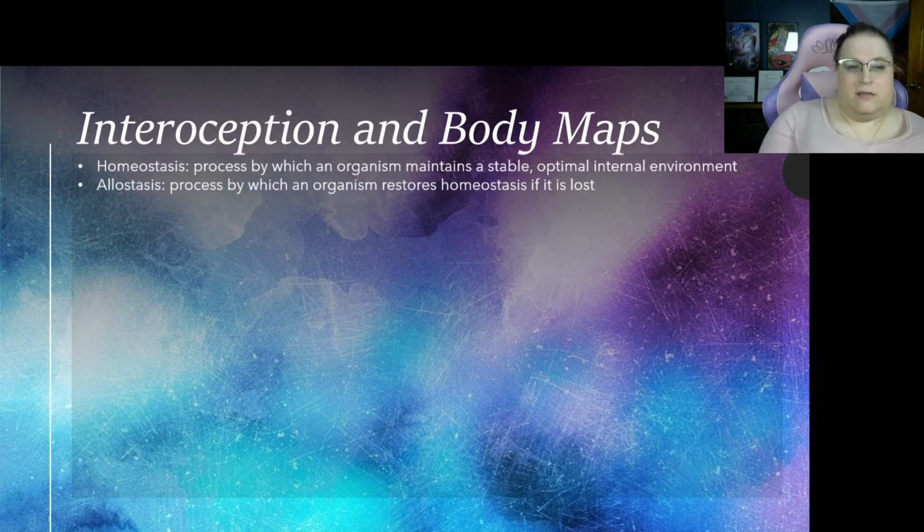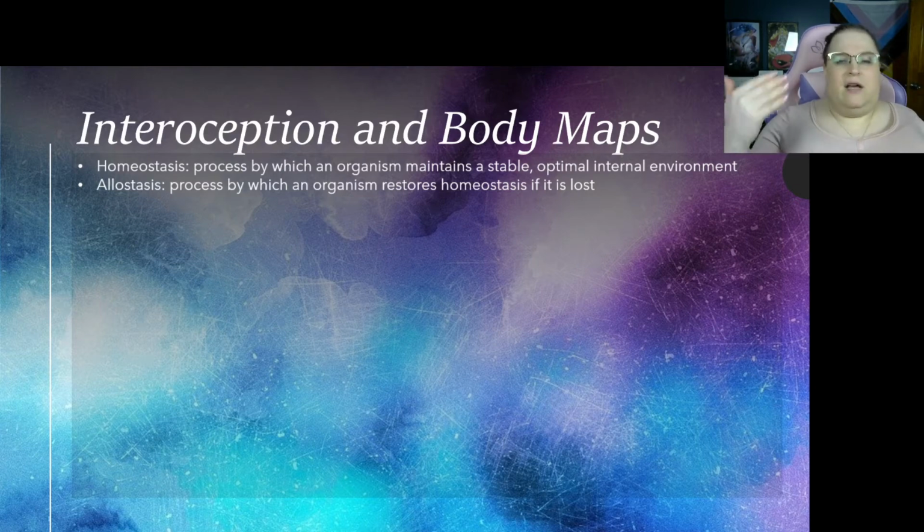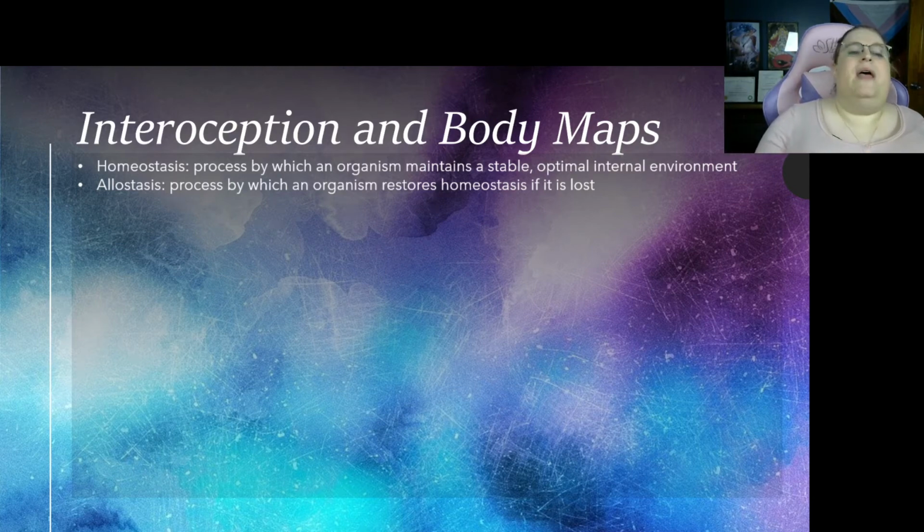Now, allostasis is the process by which an organism restores itself to homeostasis after homeostasis has been lost. Allostasis is a more active process and takes more energy. So it is better for the organism to stay in homeostasis, but it's not always possible. And if something happens that causes the organism to lose homeostasis, it has to take action to restore itself to that balance. And that action of returning itself to balance is allostasis. If allostasis doesn't or can't occur, then the organism starts to suffer negative consequences and can get sick and die.